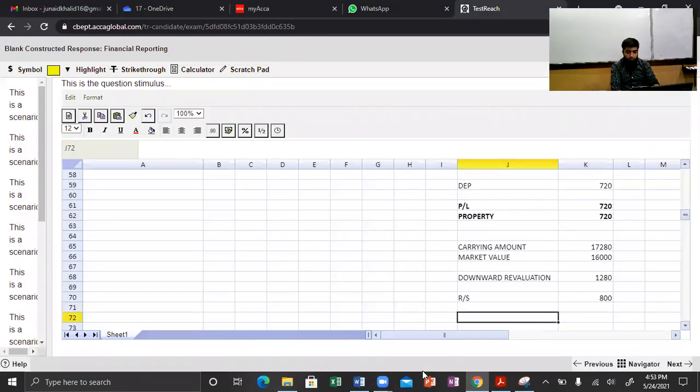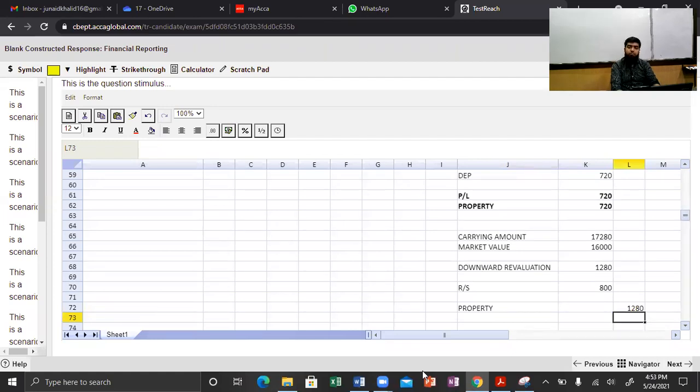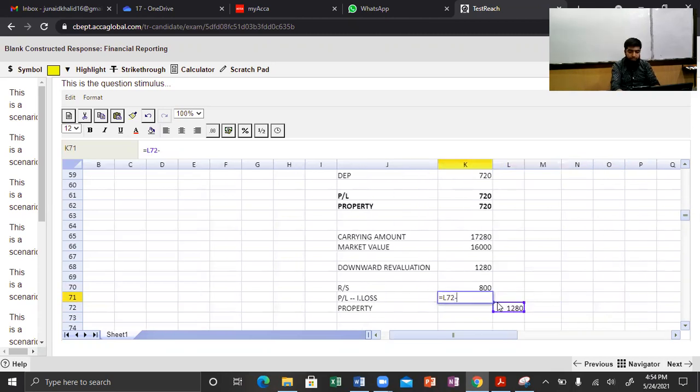So now, how will the balance be transferred? The property value is being decreased by 1280. That is the fact. But we could only transfer 800 to the revaluation surplus account. The remaining would be transferred to the P&L as an impairment loss. So the P&L would be debited, or impairment loss. We can see that impairment loss will be debited with the balance amount, and the balance amount is 1280 minus 800, that is 480.